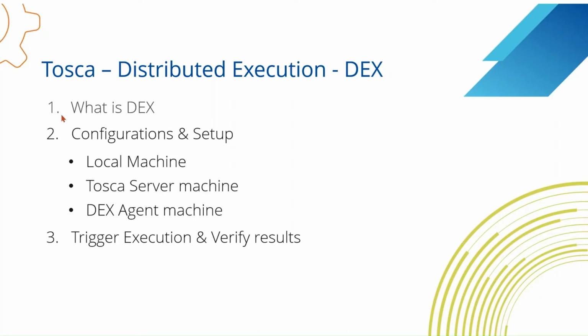Right. There is some configuration setup you need to do from the local machine, the Tosca server machine as well. And in addition to that, you need to do some setup in the DEX agent machine as well. Right. And finally, we'll see how you need to trigger the execution, how you can verify the results back in Tosca Commander. Right. Let's go into the actual demo and see one by one.